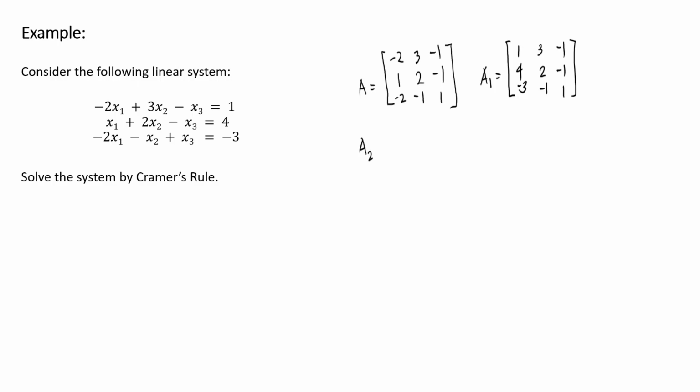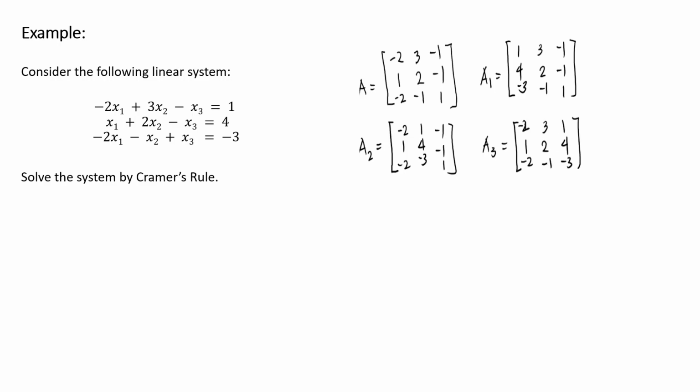For A sub 2, this time we replace the second column of A by the constant terms. So we have 1, 4, negative 3 in the second column, with the others copied. And lastly, for A sub 3, we replace the third column by the B. So we have negative 2, 1, negative 2, then 3, 2, negative 1, and then 1, 4, negative 3.